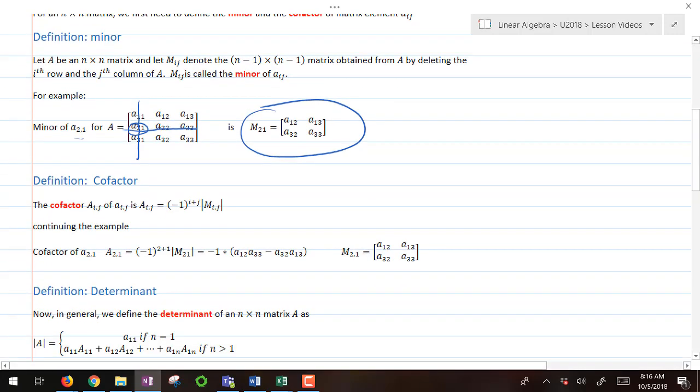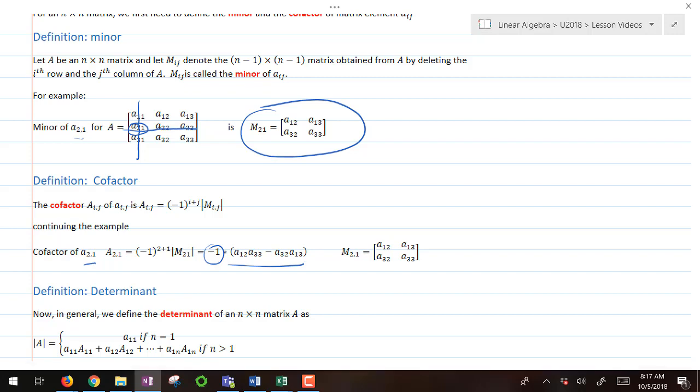All right, so the cofactor of Aij is the determinant of the minor that we just talked about, multiplied by minus 1 to the i plus j. In this case of A21, i is 2 because we're in row 2, and j is 1 because we're in column 1, so 2 plus 1 is 3, so that's minus 1 cubed, which is minus 1, and then we multiply by the determinant of the minor.